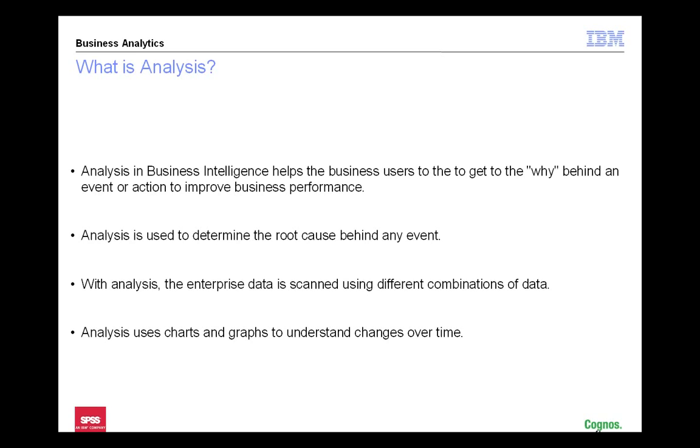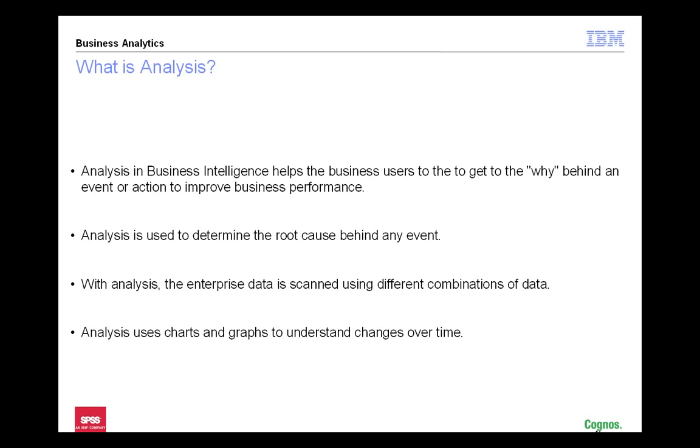Okay, then with analysis, the enterprise data that we have is scanned using different combinations of data. So enterprise data is being investigated with different combinations, which is not possible in a traditional system. In BI, what you are doing is putting in combinations of data, and with the help of that, you are scrutinizing the full enterprise data. So what are the values? You are doing your analysis and finding out trends and patterns, and then using it to take your business decisions. Okay. You can also use charts and graphs to understand the changes over time.